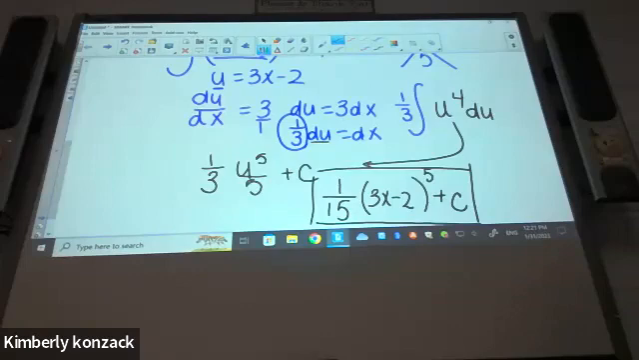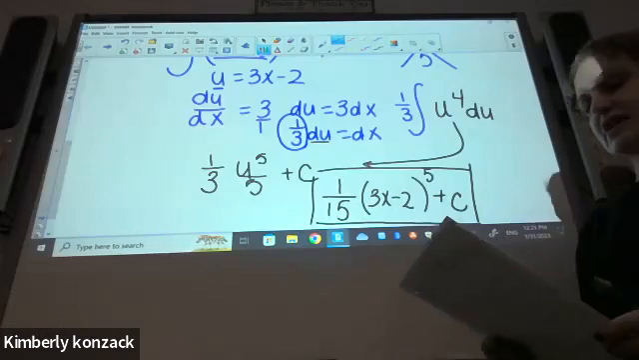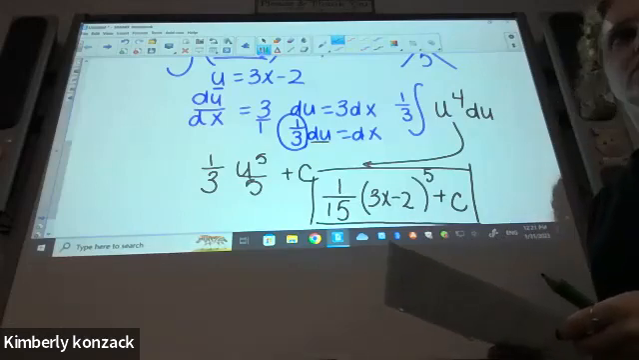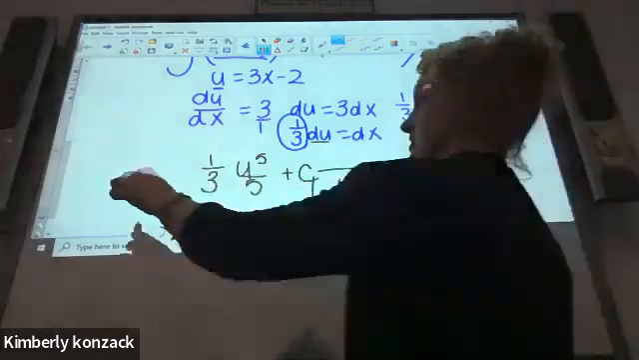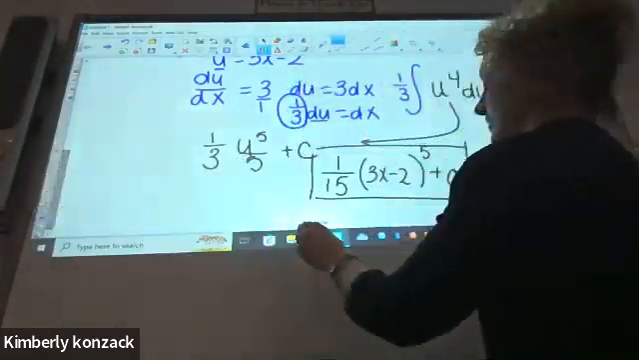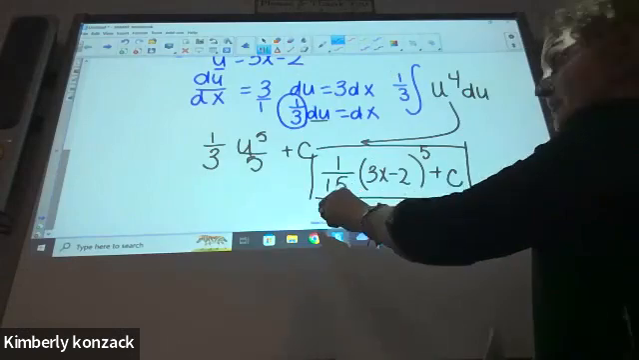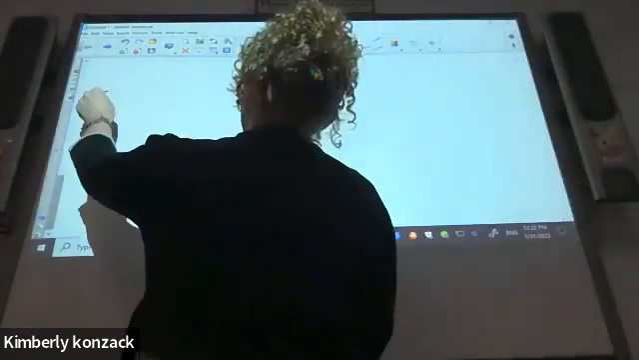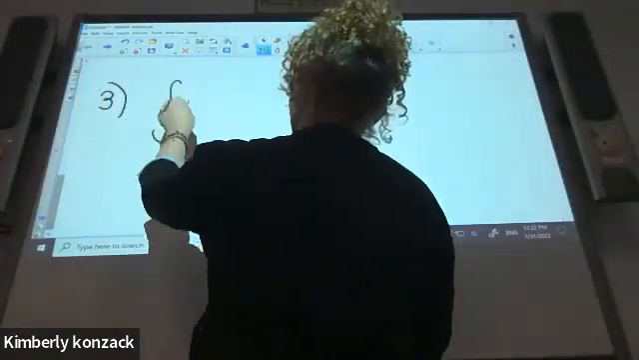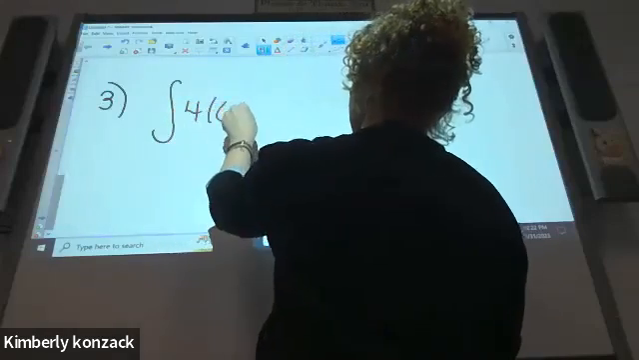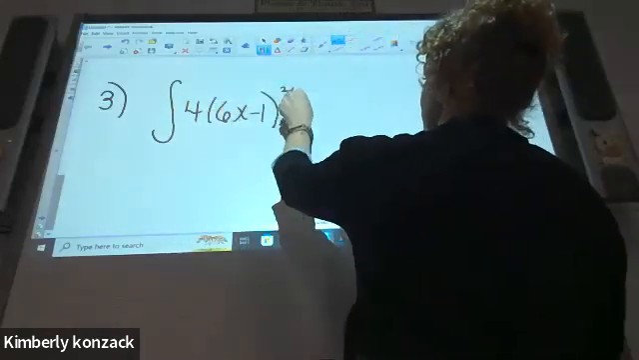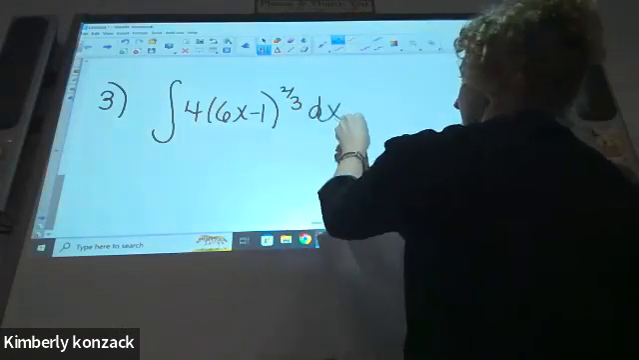Not so bad? Okay, so again, we started small. I definitely want to build up, but before we do that, let me have you try one on your own. So let's try number 3. Number 3 is the integral of 4 times (6x minus 1) to the 2/3 dx.